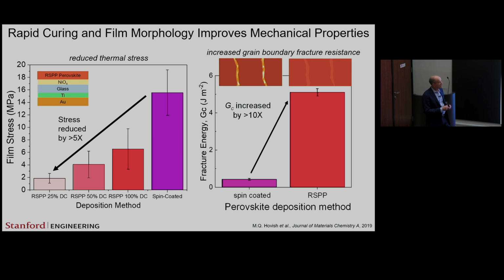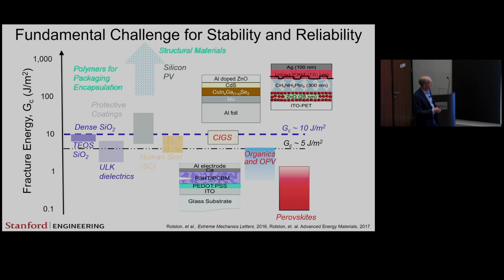We think this is related to the nature of the grain boundaries that are formed, which, by the way, also affects the carrier lifetimes. So to put those numbers in perspective, here's the fracture energy taken from studies that we've done over many years now, where we compare the fracture energy of perovskites, which are shown over here, to organic photovoltaics, which are over here and a little bit higher. CIGS systems are right around here. Silicon PV is up in this region over here. Structural materials are up there.